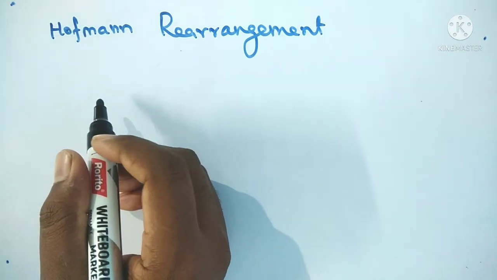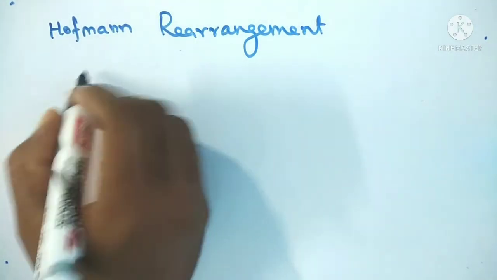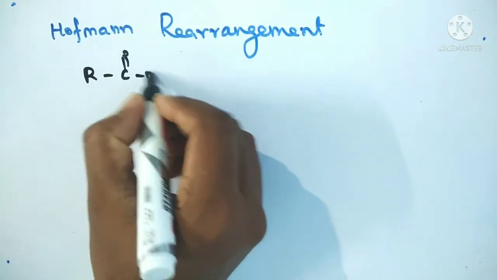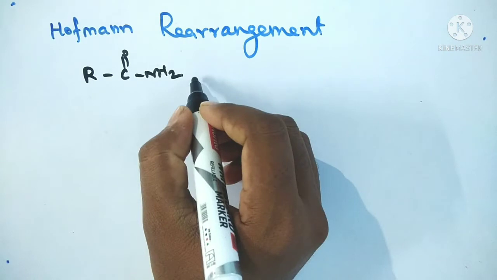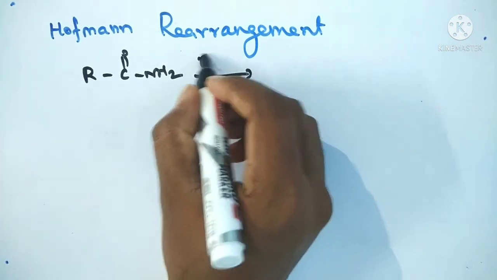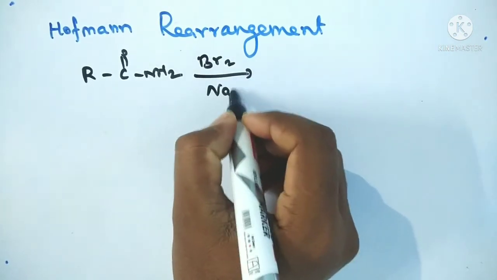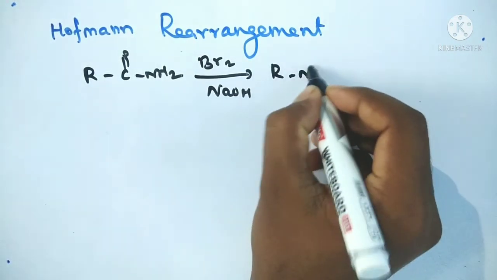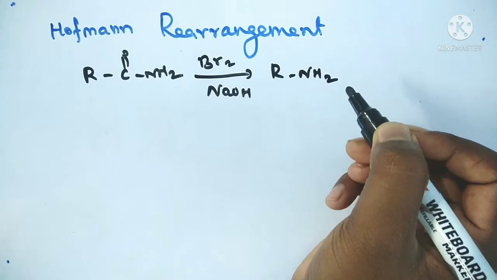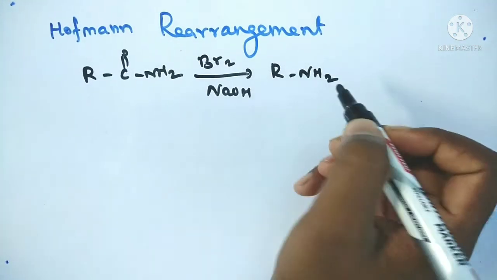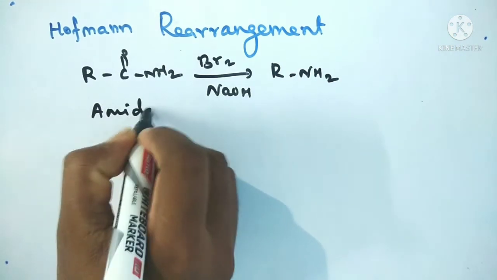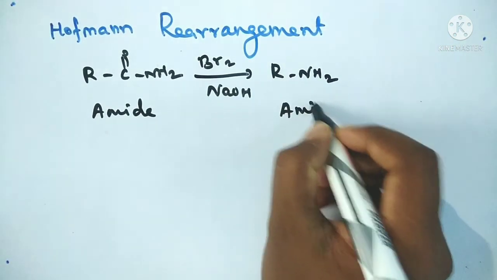Hofmann rearrangement is the conversion of amide to amine. For example, a primary amide in the presence of bromine and alkali gives the amine product with loss of one carbon atom. This is amide, this is amine.